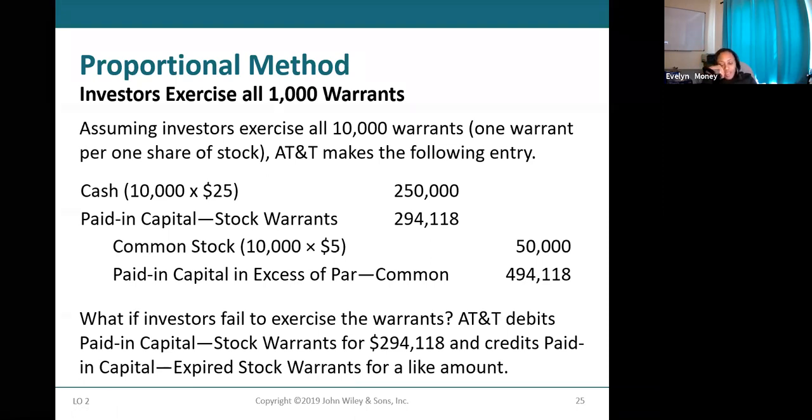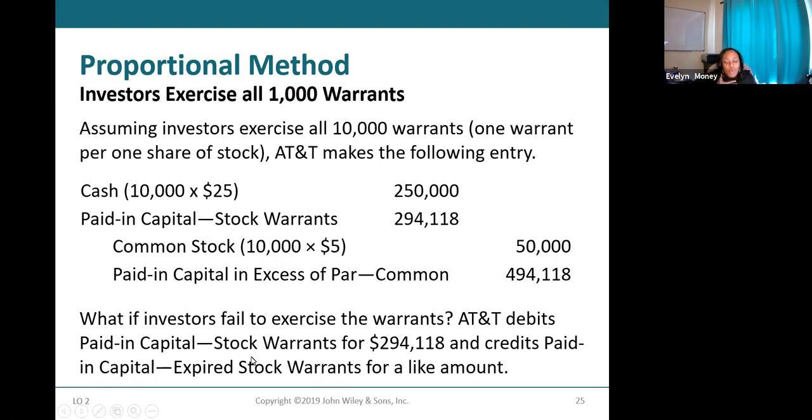Now, you can retire them through the use of an expired stock warrants account. So you can take paid in capital stock warrants off the books. But it's one of those things that I find an annoyance because it's just sitting on the balance sheet in perpetuity forever and ever and ever. Even though it's expired, it's just sitting on the balance sheet because people did not exercise the warrant, which is why a lot of corporations use restricted stock now.